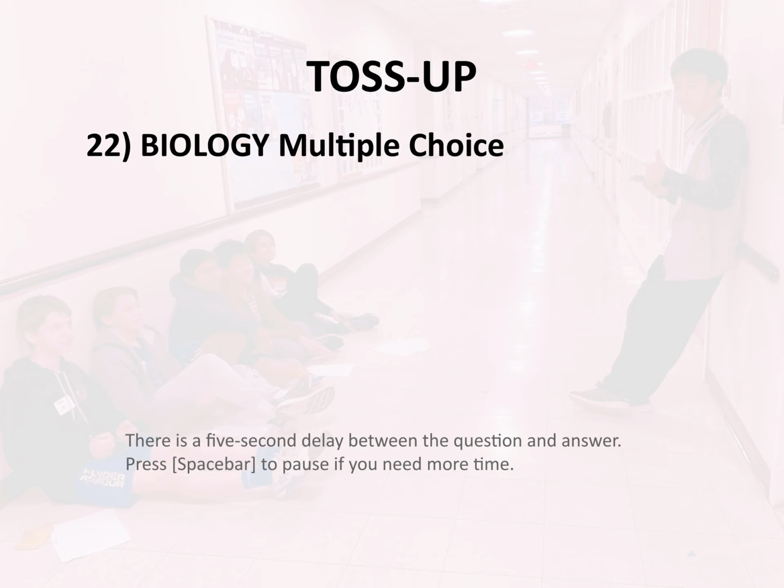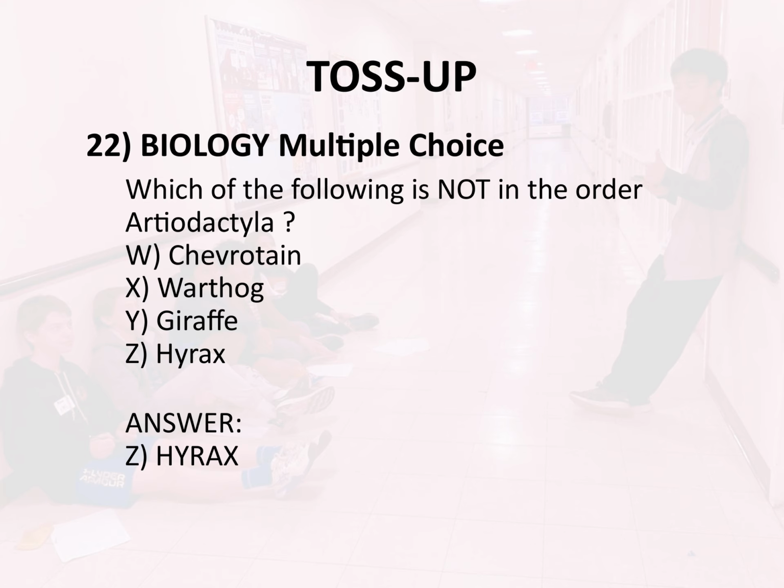Toss-up. 22. Biology. Multiple choice. Which of the following is not in the order Artiodactyla? W. Chevrotain. X. Warthog. Y. Giraffe. Z. Hyrax. Answer. Z. Hyrax.